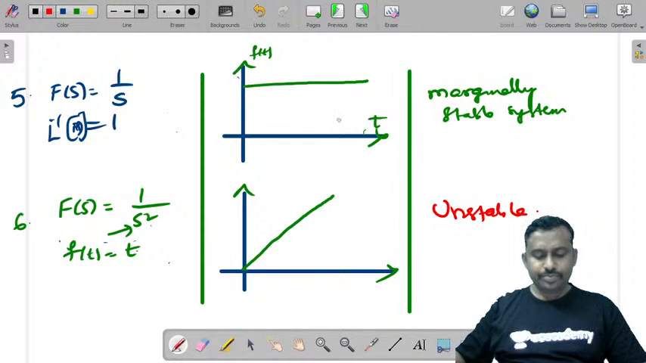Rishita, Gaurav, sorry if I'm wrong. Good evening, sir. Good evening, Rishita.